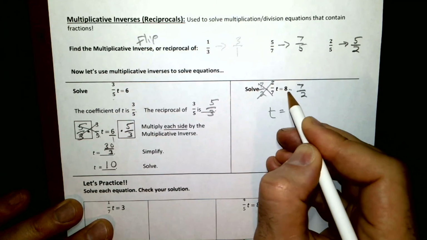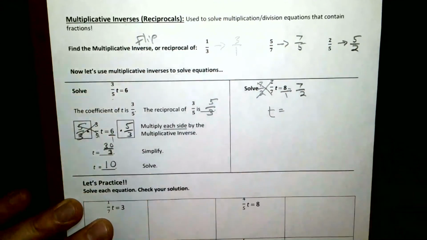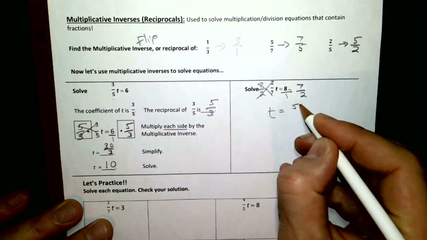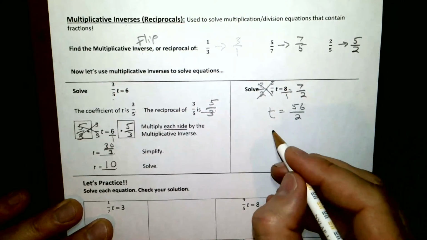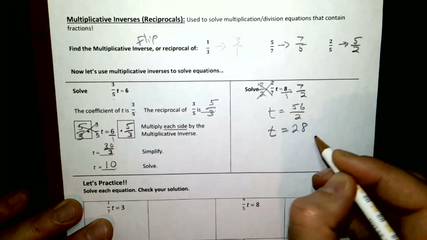Before you can multiply the whole number by the fraction, what am I going to do to 8? Right, put a 1 under it. So 7 times 8 is 56, and 1 times 2 is 2, and 56 divided by 2 is 28.